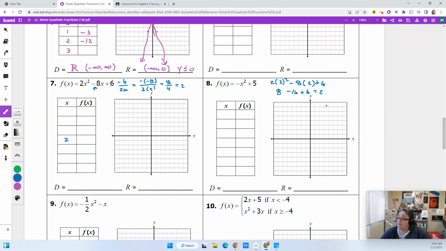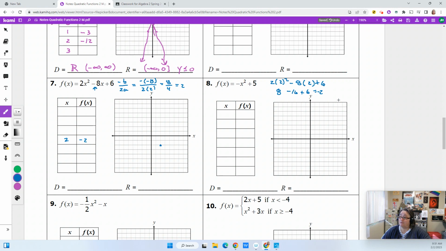Oh, it's minus 2 though, isn't it? Yes, it is. So my turning point is at 2, negative 2.